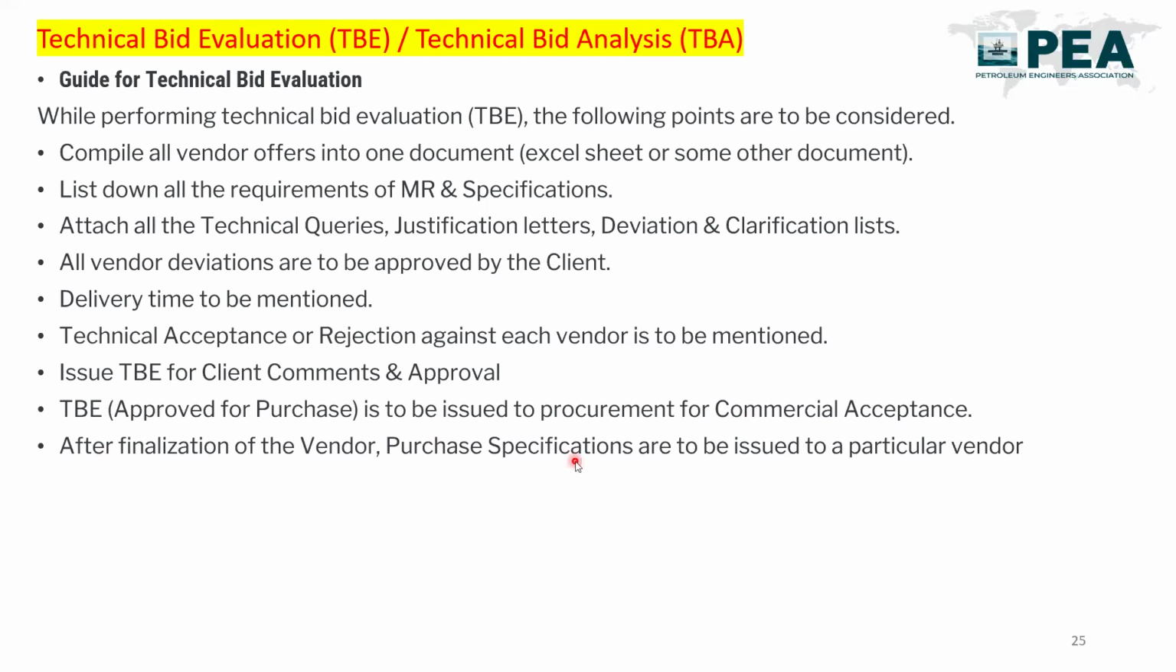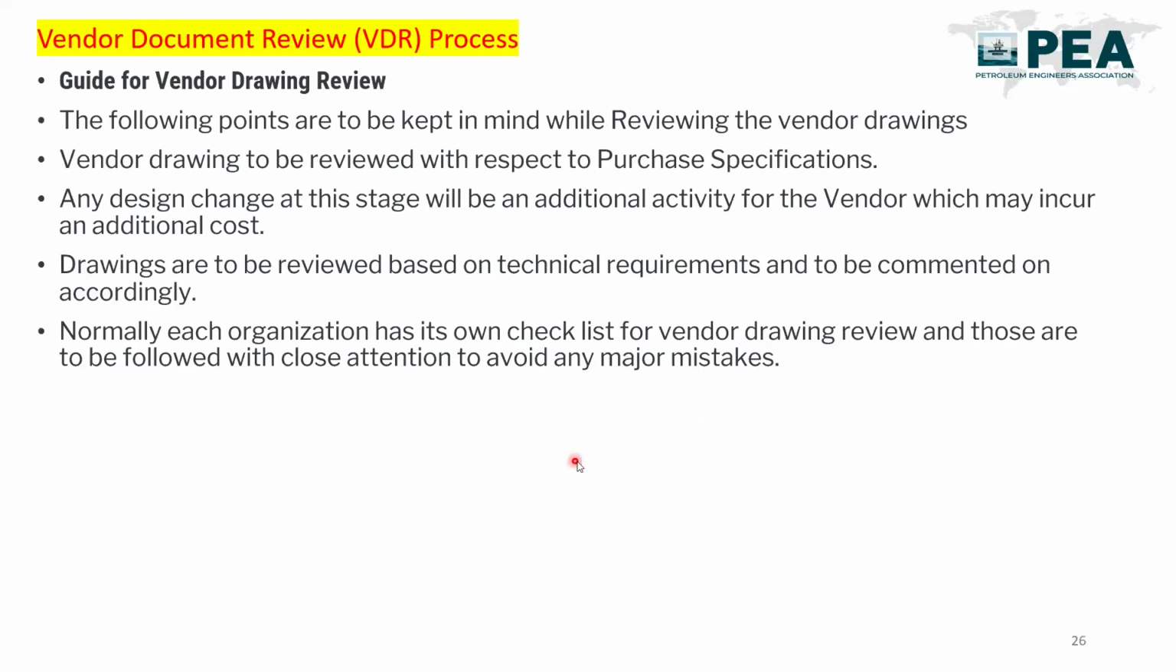Okay, now once the vendor receives the purchase order, the last stage available is called the vendor document review stage. In the vendor document review stage, we need to check all those drawings and vendor documents, keeping in mind what we discussed during the technical bid, what our requirement is in the MR, meaning what we have written in our MR, and what the vendor has committed during the technical bid evaluation. Keeping those things in mind, we will review the vendor drawing.